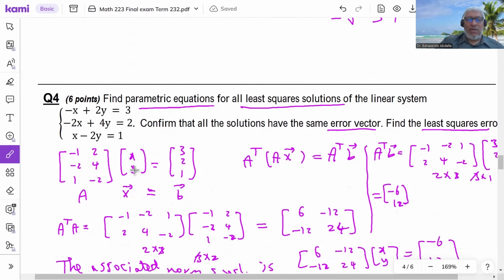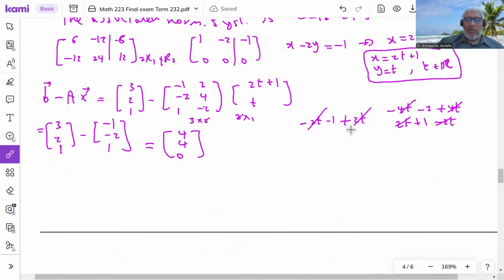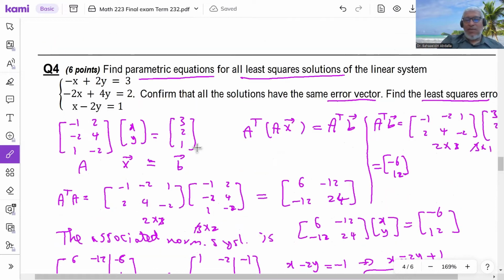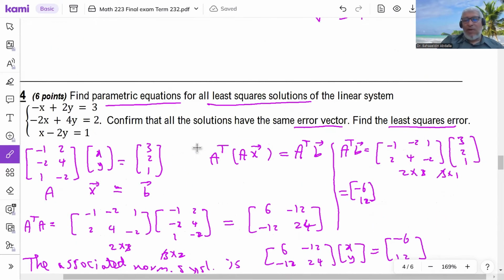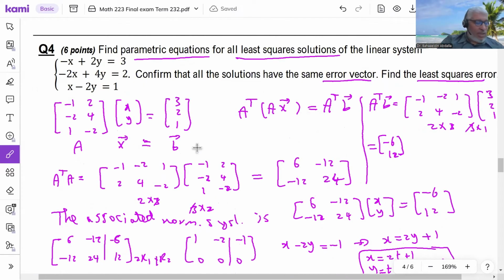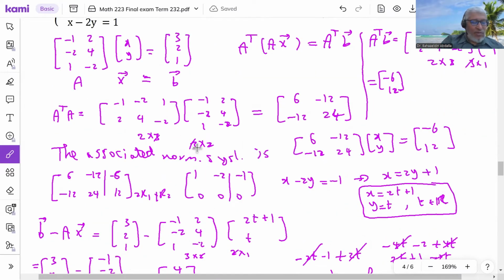And here it says, confirm that all the solutions have the same error vector. Because t canceled, there is no t anymore. So this is the same error vector for all solutions. Finally, find the least squares error. Okay, this is the error vector.